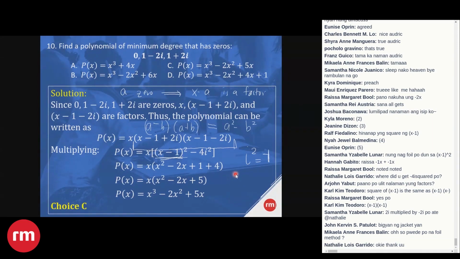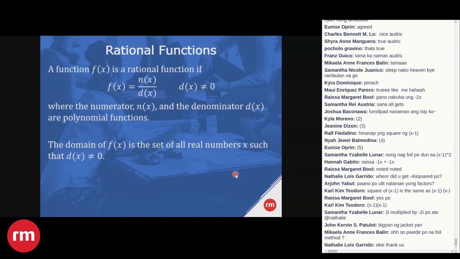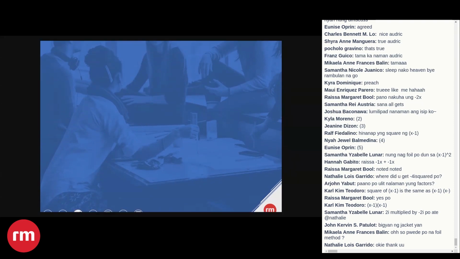Okay, sige, let's proceed. Kasi medyo malapit na mag-time. Okay, let's proceed to rational functions. So rational functions simply are ratio of two polynomial functions. So ang restriction lang dito sa rational functions is that the denominator should not be 0. Otherwise, your function will be undefined.